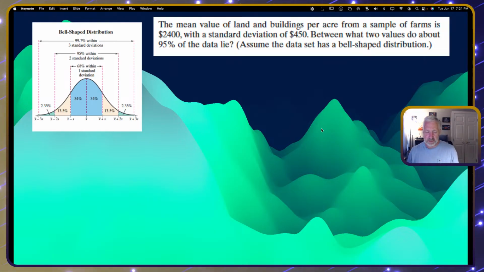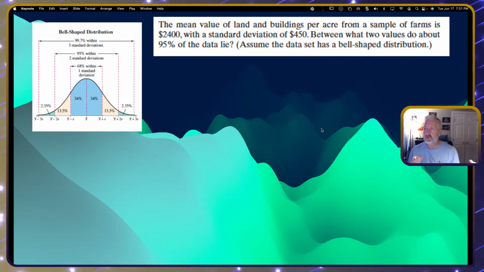Let's take a look at this. Bell-shaped distribution, I've got that bell-shaped curve in the corner that breaks it down for you. This is the empirical rule. I always find this to be a good breakdown picture of it. Now we've got another problem here that says the mean value of land and buildings per acre from a sample of farms is 2,400. So the mean value is 2,400. So let me overwrite here.